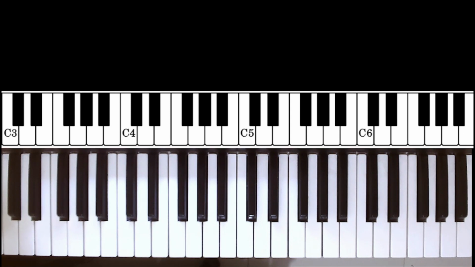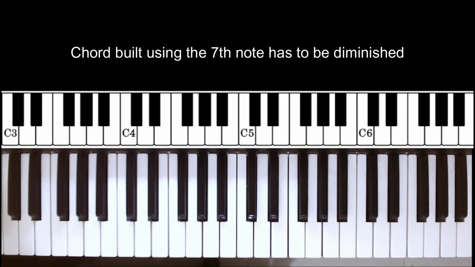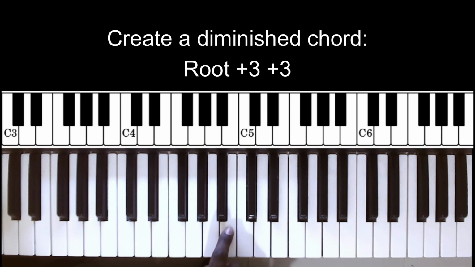Now the last note of any scale has to be a diminished. Now how do you create a diminished chord? It's quite simple. You start with the root note, and then you travel 3 half steps. So let me start from B. That's 1, 2, 3. I got D. Now from D I go 3 steps. 1, 2, 3.